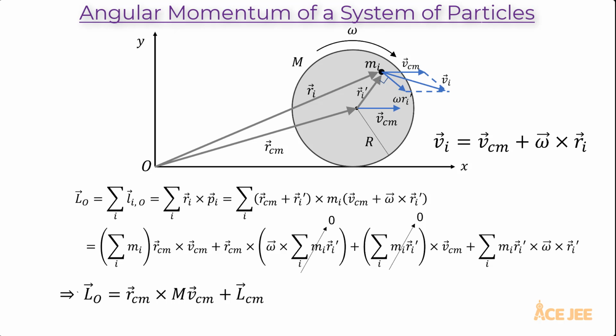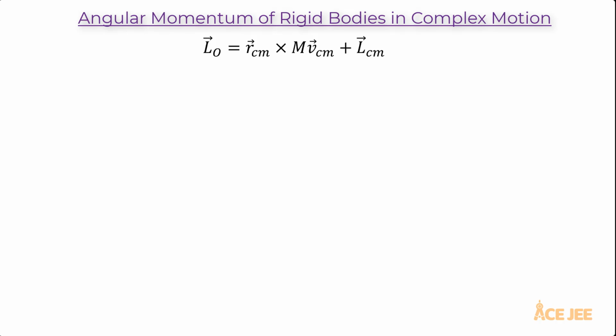Now let's practice this in the following 9 scenarios. And once again, angular momentum of a rigid body under translational plus rotational motion about a point of interest is equal to the angular momentum of the center of mass about that point, that is RCM cross mVcm, plus the angular momentum of the rigid body about its center of mass. And note that we are dealing with a vector sum here.